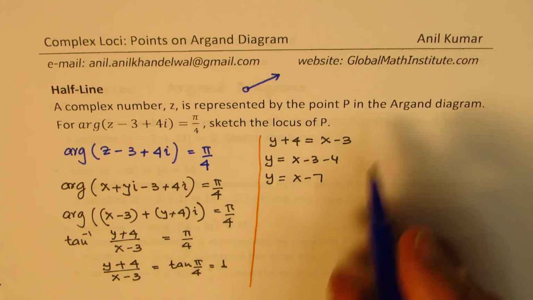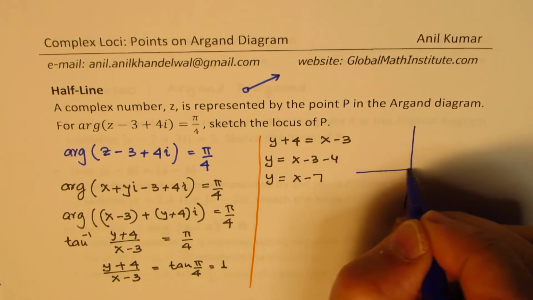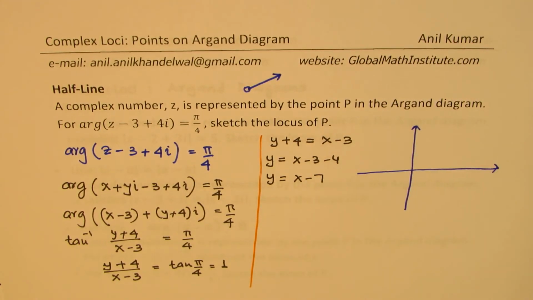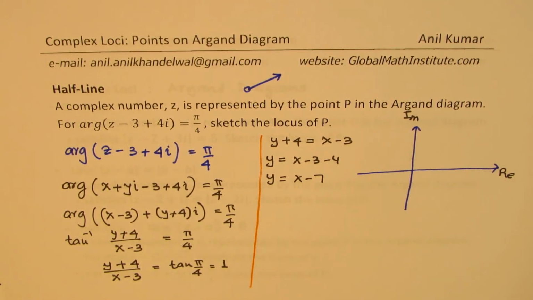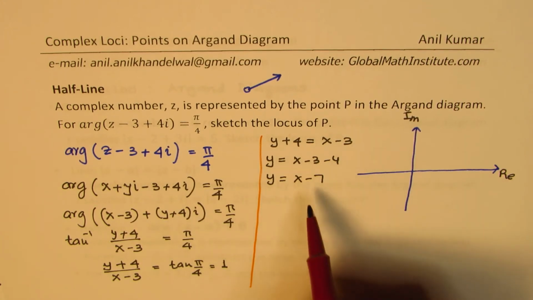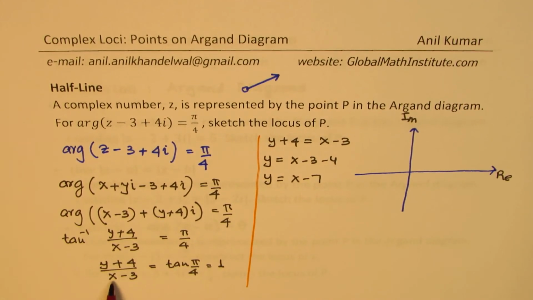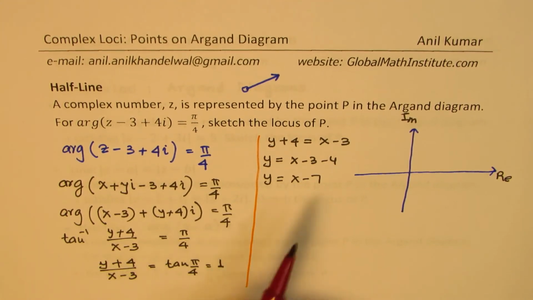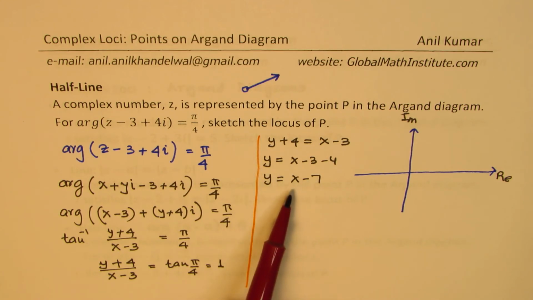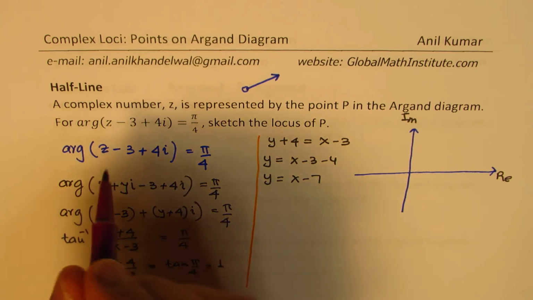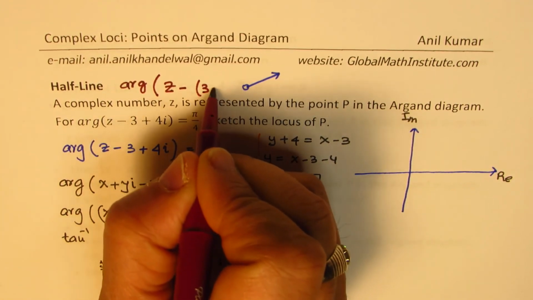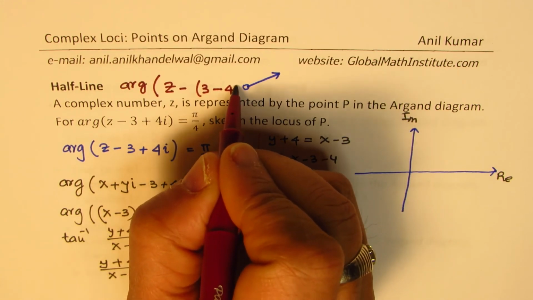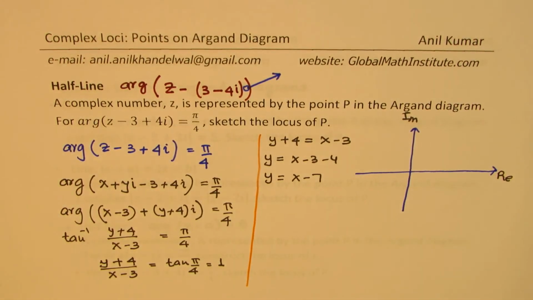So in this particular case, you could always sketch the loci on the Argand diagram, which will have imaginary along the y-axis, real along the x-axis, and as you can see, the y-intercept is minus 7. x equals to 0 is not valid, right? Now in this case, let's see the point which is to be considered. If you look into this equation, it is argument z minus 3 minus 4i. Is that clear to you, right? So that is the point given to us.